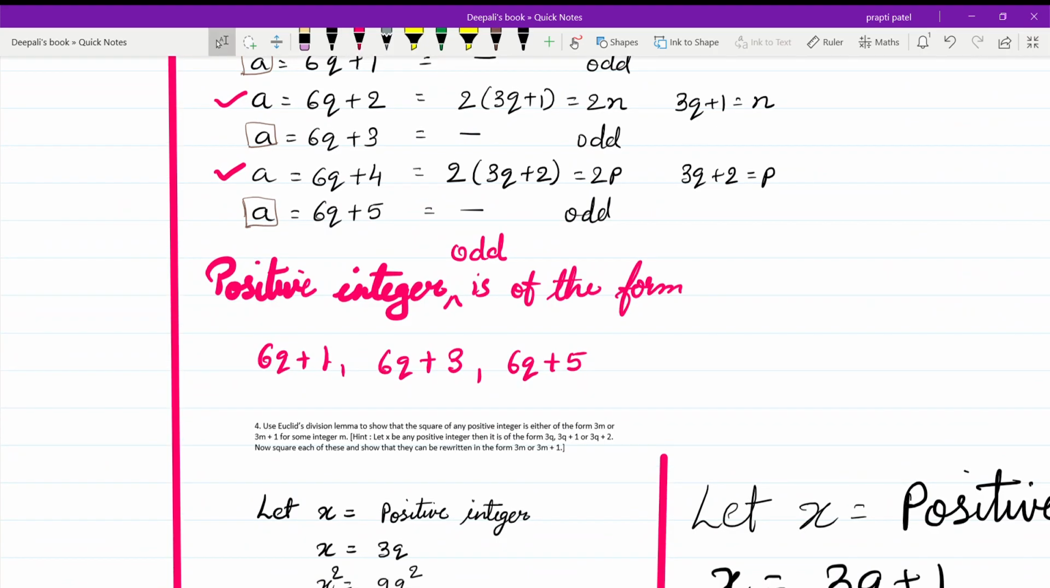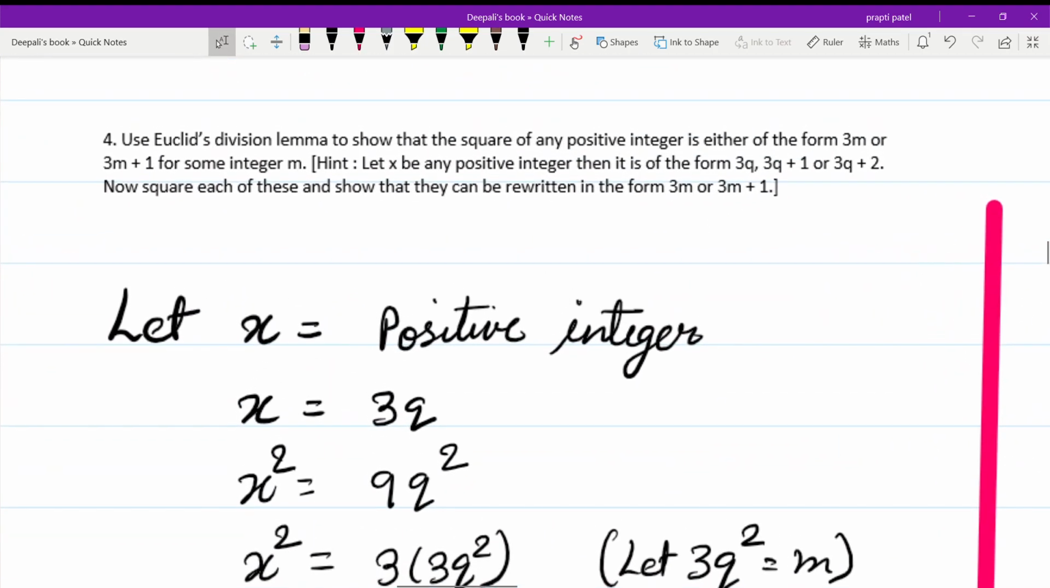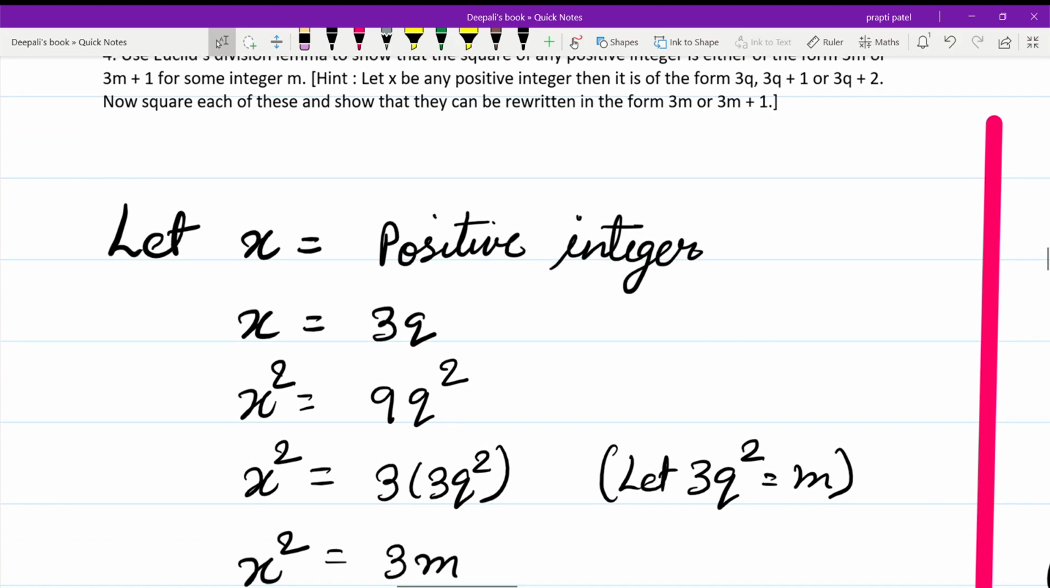Find out which are the examples for this. Now let us take one more. Use Euclid's division lemma to show that the square of an integer is either of the form 3m or 3m plus 1. Let that positive integer be x.